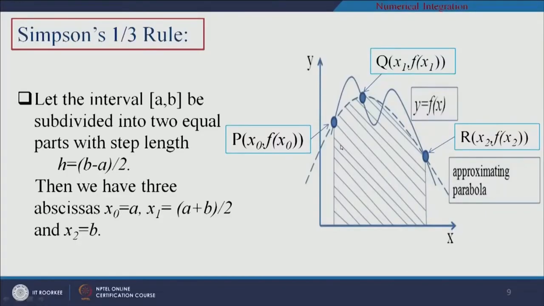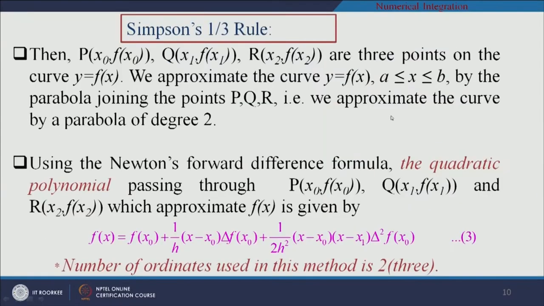If you see in this slide, this parabolic section is approximating this area cross section that is bounded by the x axis and the curve. If you consider these points, x 0 and f of x 0 is the first point, x 2 and f of x 2 is the last point, and the middle point is denoted as x 1, f of x 1. So we are approximating the three points of the curve y equals f of x by a parabola joining the points P, Q, R, and this parabola approximating the curve is of degree 2. So if this is approximated by a polynomial of degree 2, then we can use Newton's forward difference formula for a quadratic polynomial by considering the points x 0 f of x 0, x 1 f of x 1, and x 2 f of x 2.